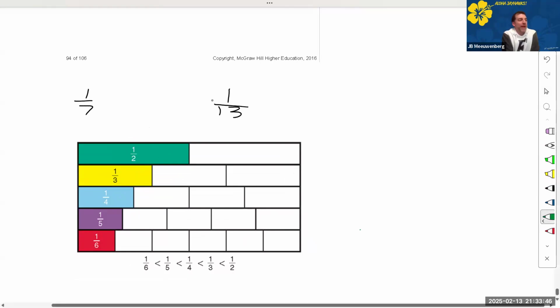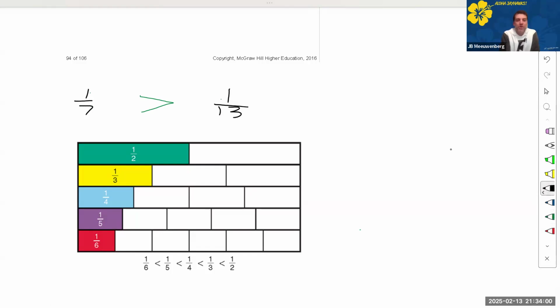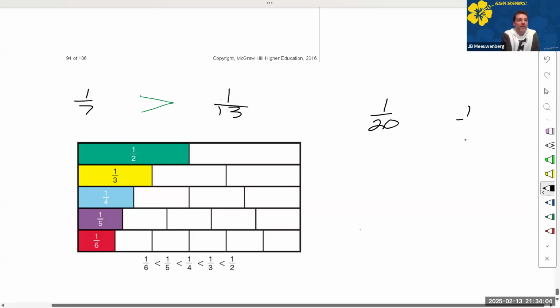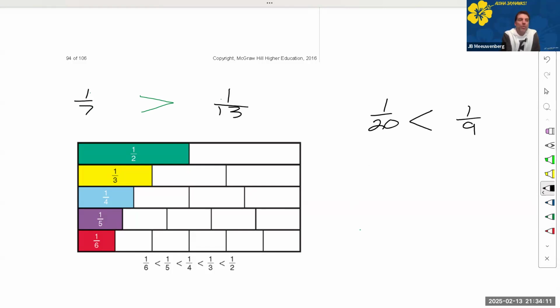So if we're comparing fractions with a 1 in the numerator, we are always going to know that the fraction with the smaller denominator will be bigger than the one with the bigger denominator, right? That'll always be the case. So if I write 1/20 and 1/9, you go ahead and plop an inequality symbol between those. It's going to look like that. 1/9, a ninth is going to be a bigger chunk than a 20th is.